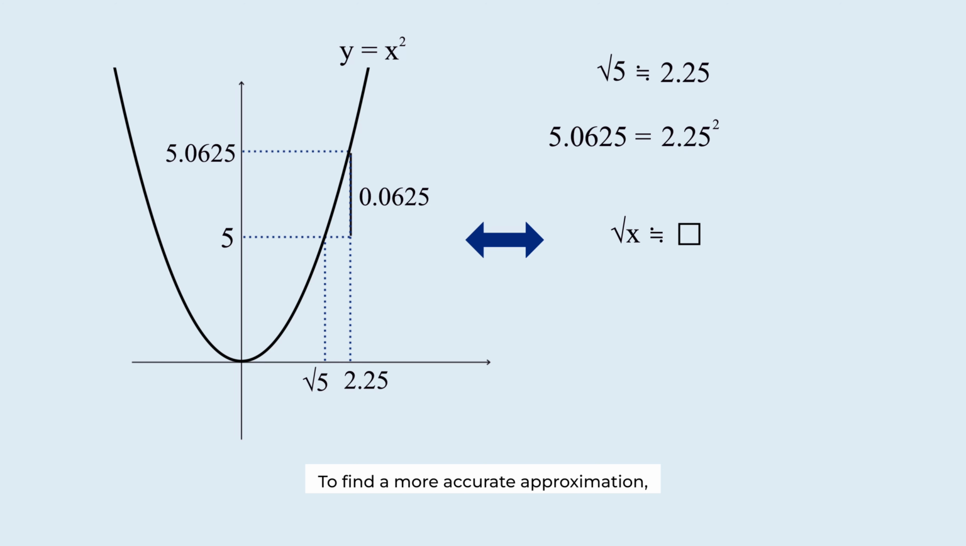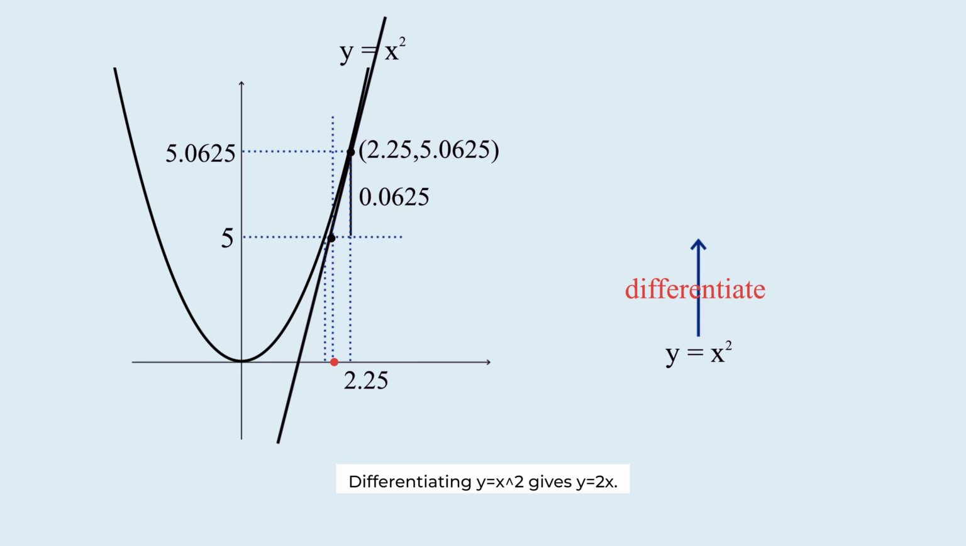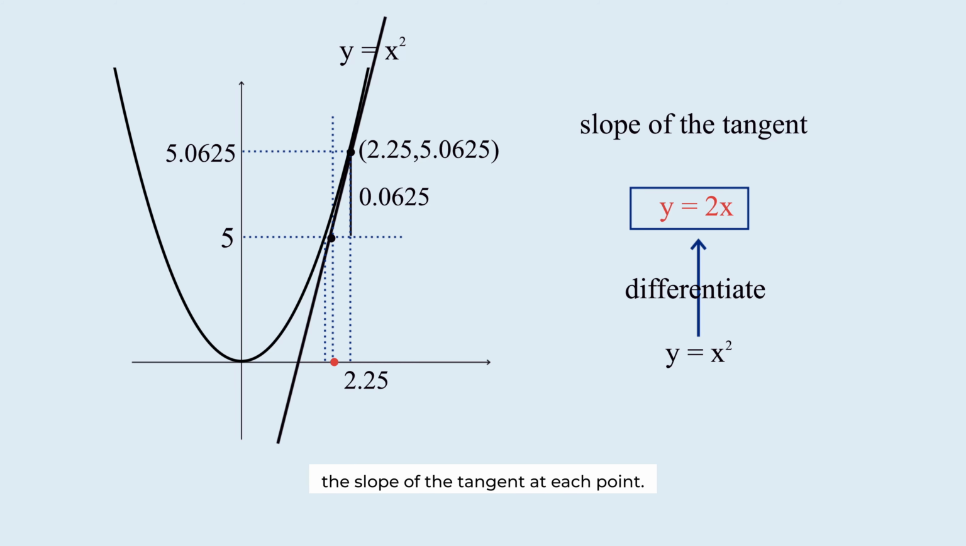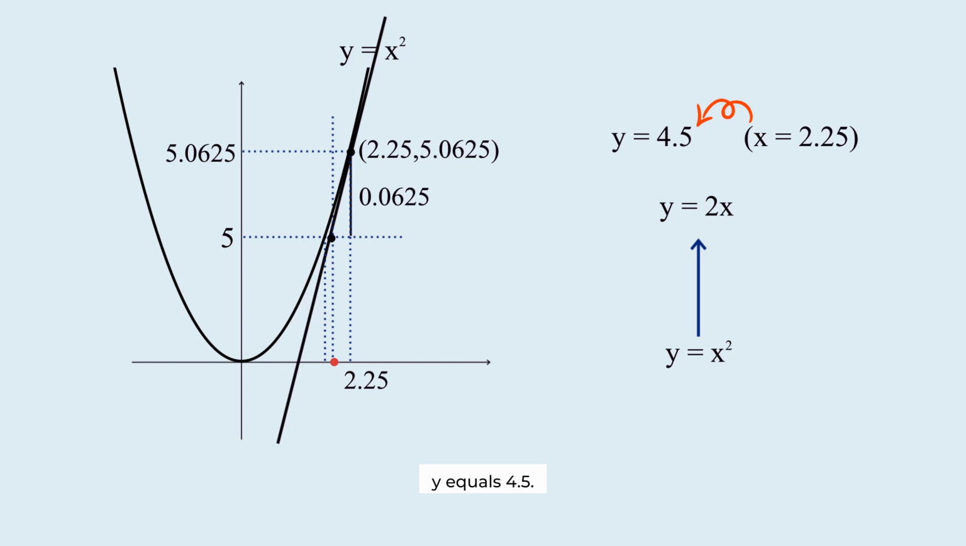To find a more accurate approximation, we draw a tangent passing this point. The intersection of this tangent with y equals 5 provides a new point. The x value of this point is closer to root 5 than the first approximation. This is the second approximation. Let's calculate it. Differentiating y equals x squared gives y equals 2x. This function represents the slope of the tangent at each point. Substituting the first approximation, 2.25, into the equation, y equals 4.5. This is the slope of this tangent.